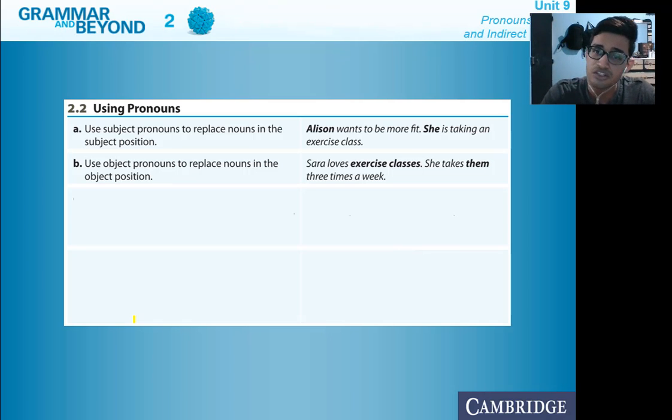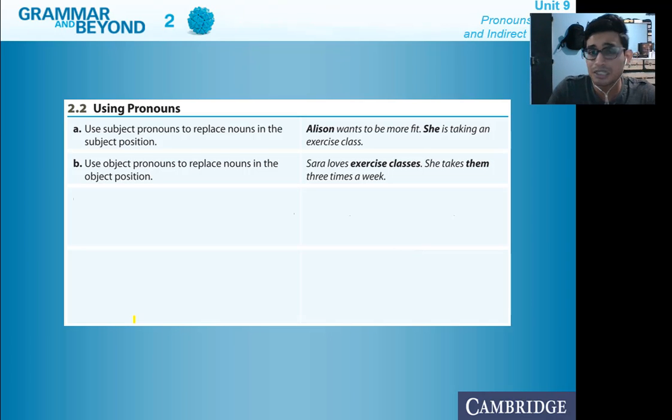How do we know that exercise classes is an object noun, or a noun in the position of an object? Well, we ask the question what just after the verb of the sentence. So we say, Sarah loves what? The answer will be the object. Exercise classes. This is the answer, so this is the object of the verb love. Okay, so in this case, this noun is in the object position.